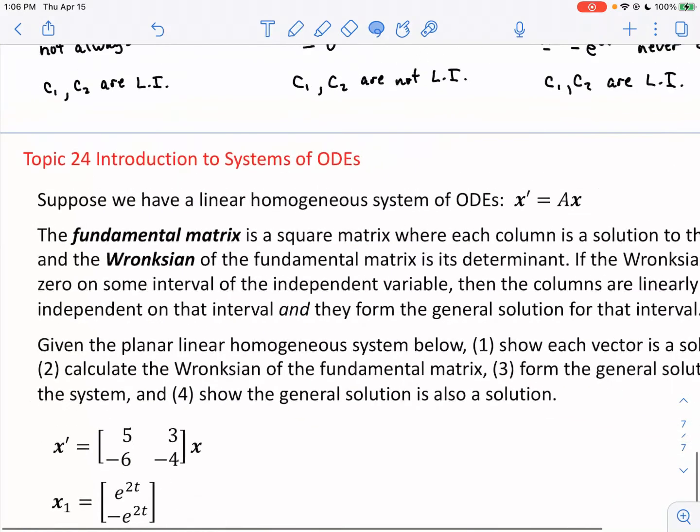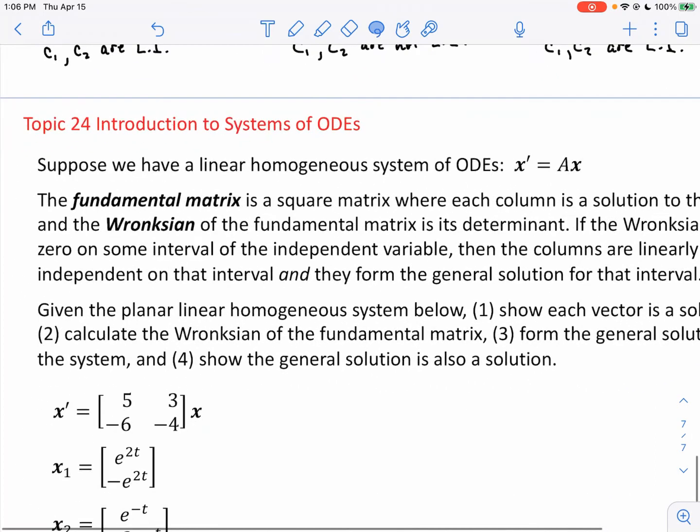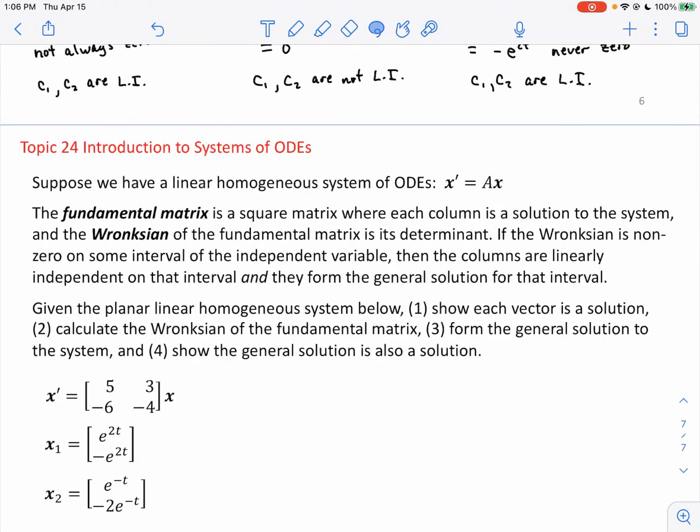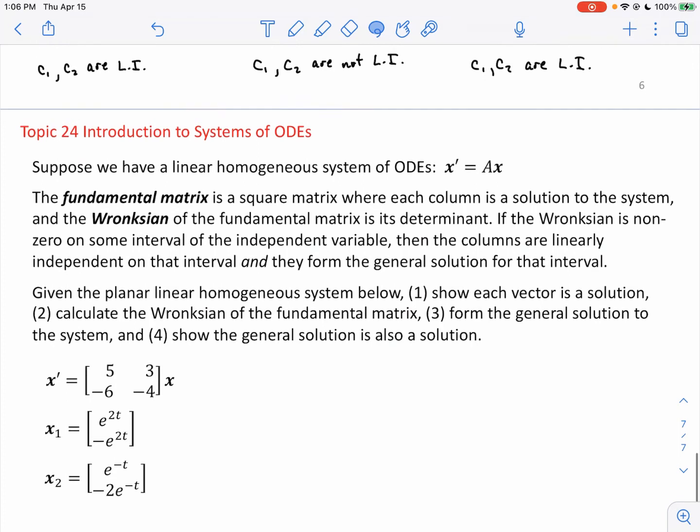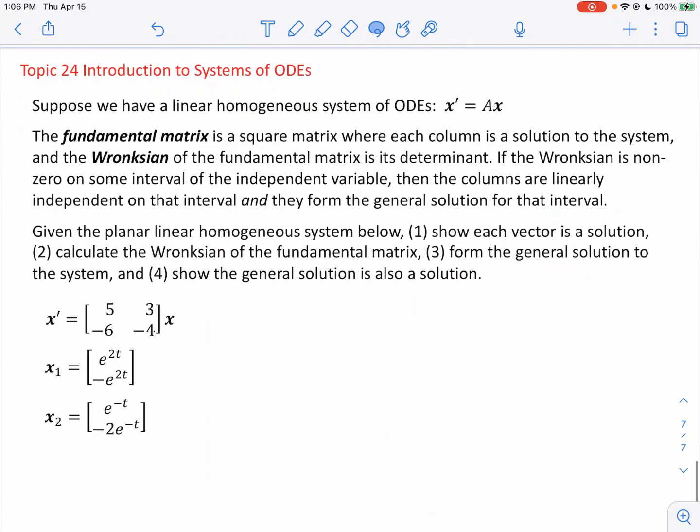The fundamental matrix is a square matrix where each column is a solution to the system, and the Wronskian of the fundamental matrix is its determinant. If the Wronskian is non-zero on some interval of the independent variable, then the columns are linearly independent on that interval, and they form the general solution for that interval. Okay, so this is going to be our key for forming general solutions as we move on to future topics.